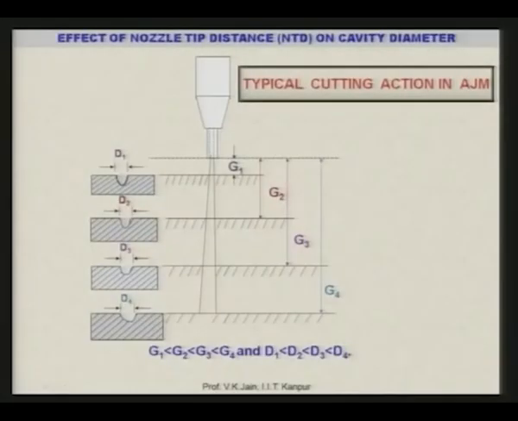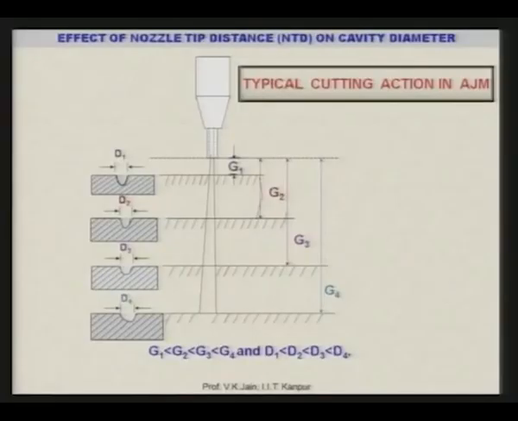Now, how the stand off distance or nozzle tip distance is affecting the shape and size of the cavity is well illustrated in this particular figure. Let us take, this is the nozzle and the jet is coming over here, and this distance is the nozzle tip distance G1. Now, you can see here the width of the cavity, or the diameter of the cavity, depending upon the cross section of the nozzle, is D1. Now, if you increase the nozzle tip distance from G1 to G2, you can see D2 is bigger than D1. However, the depth beyond a certain limit will decrease.